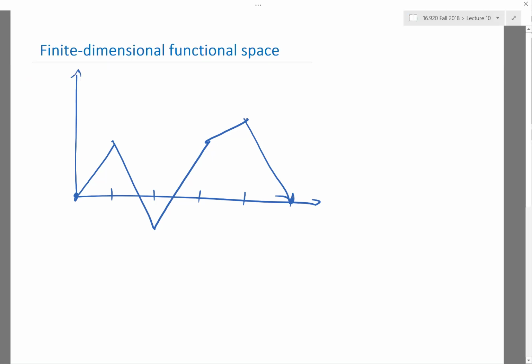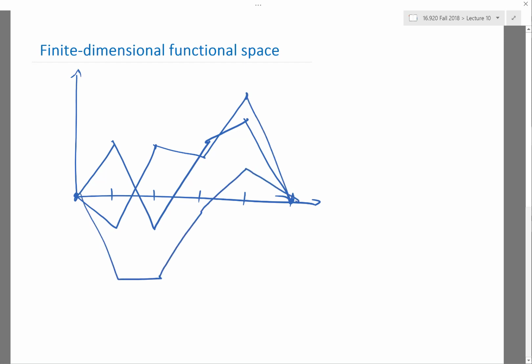So it can also be like this, right? It can be like this, right? It can be anything you want, right? Okay, so these are the kind of functions we want to construct a basis for.